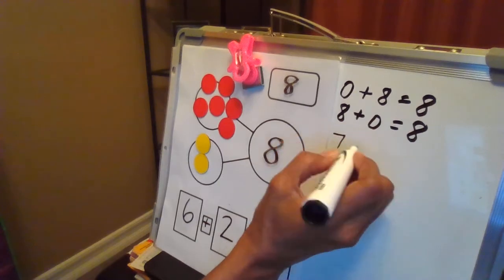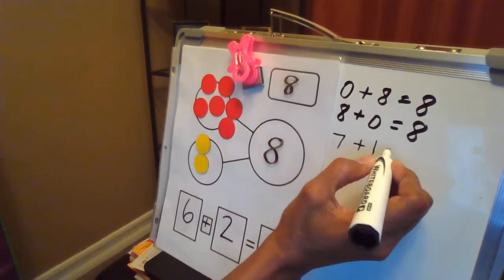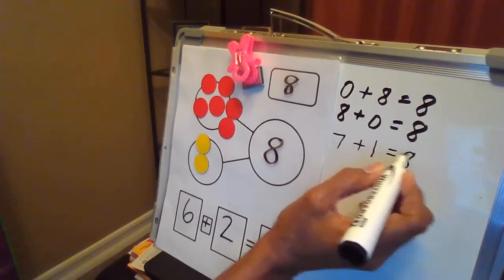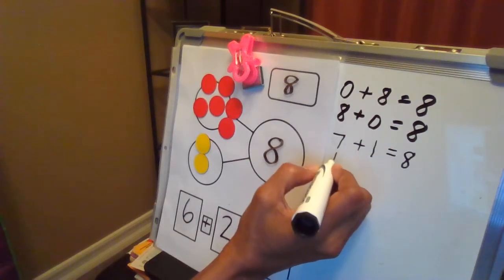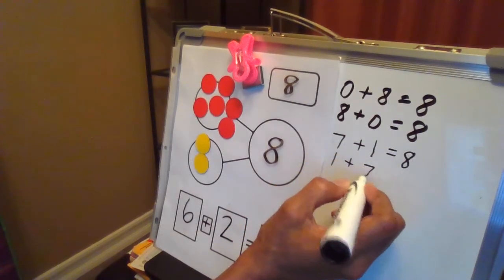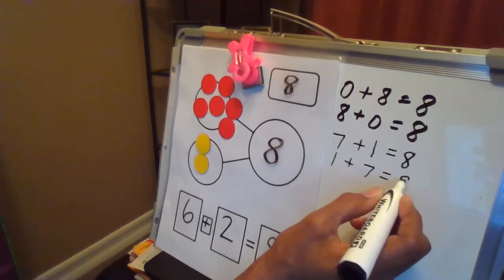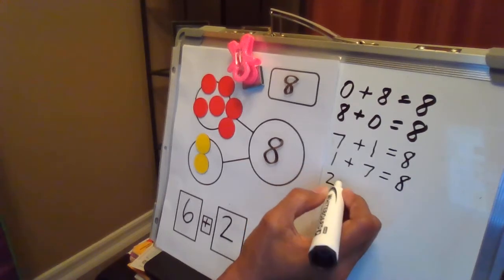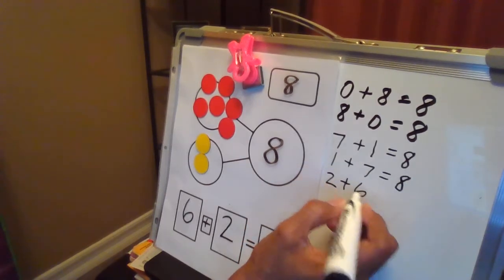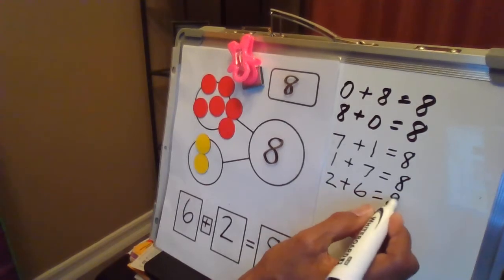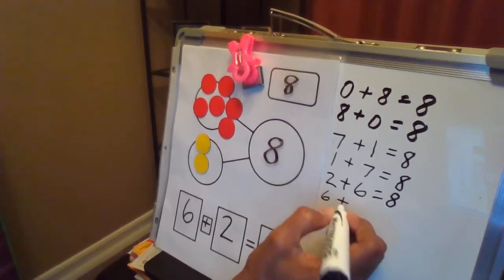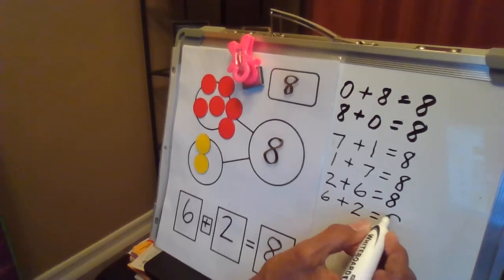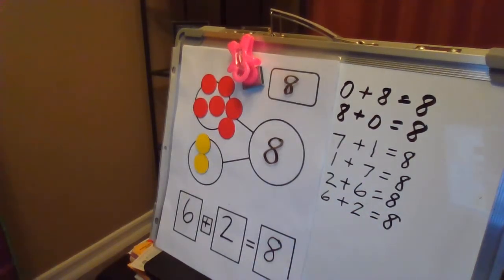I had 7 plus 1 equals 8. Then I can switch the numbers around to say 1 plus 7 equals 8. Then 2 plus 6 equals 8, or 6 plus 2 equals 8. All right, now I want to make another number sentence to make 8. What am I going to do?